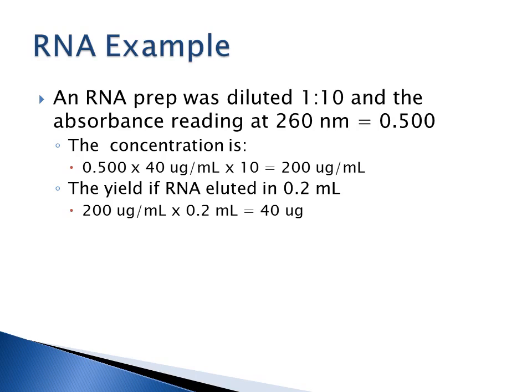Then if you want to get your yield of your total RNA, you eluted that RNA in 0.2 mils of your buffer. So you take your concentration, 200 micrograms per mil, times your 0.2 mils, which is your total amount. So you have a total yield of 40 micrograms of RNA.